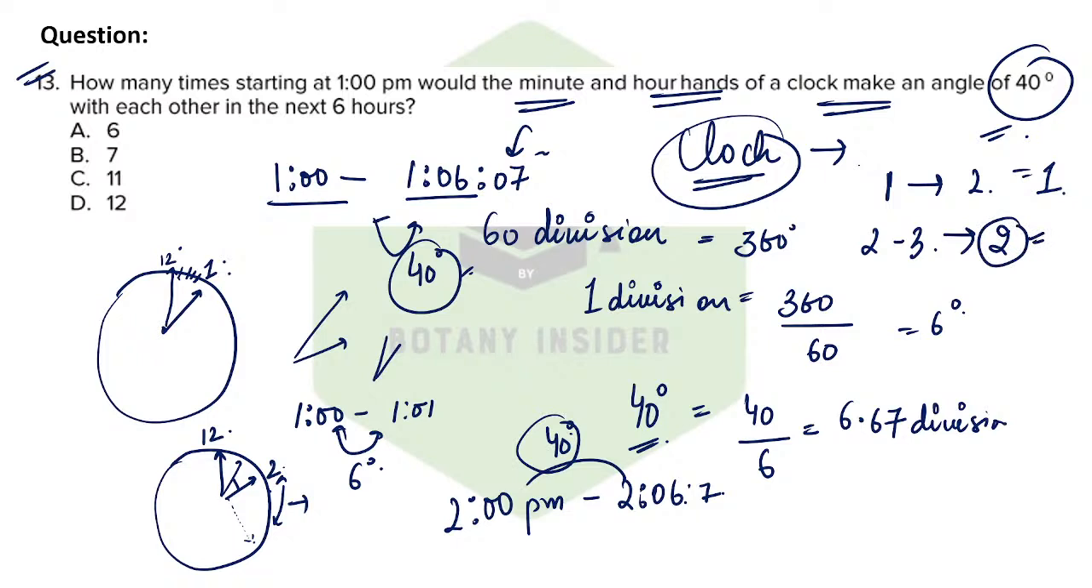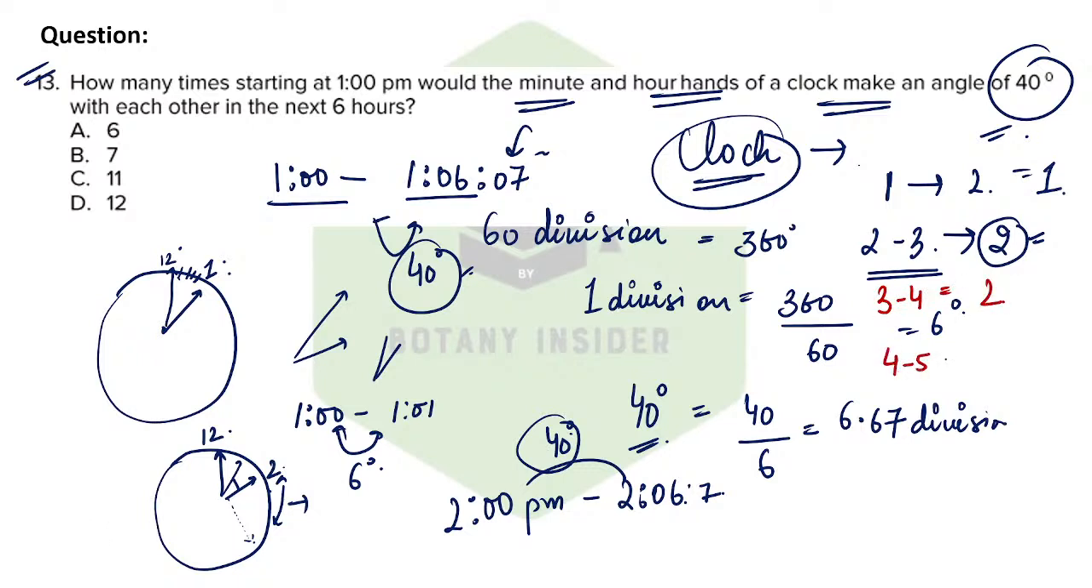Are you understanding this point? It's a very, very important concept to understand, yet very easy also. So between 2 p.m. and 3 p.m., I'll be having 2 times my 40-degree angle getting made. Same between your 3 p.m. and 4 p.m., you'll be having 2.